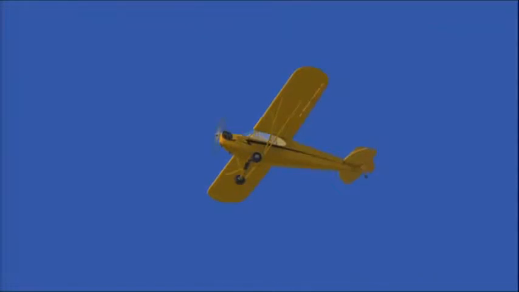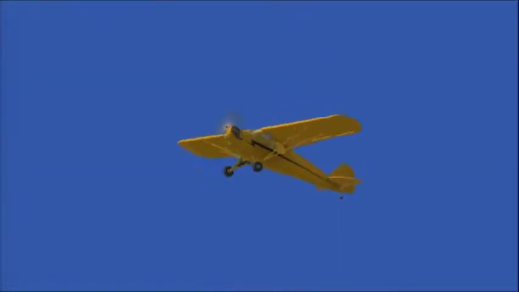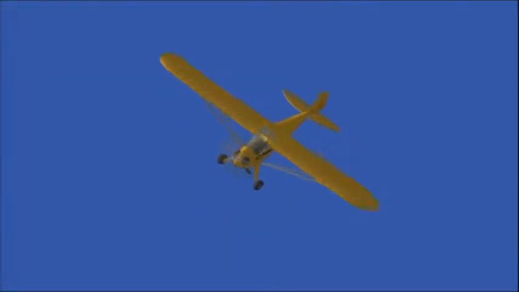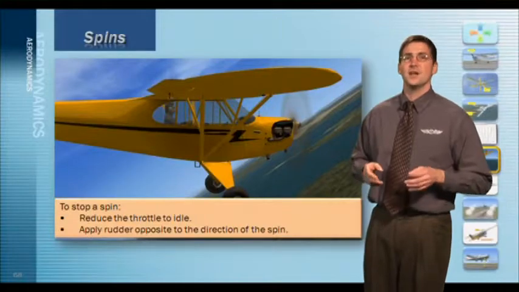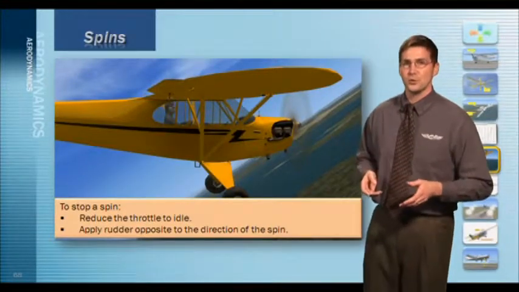Okay. As the spin becomes fully developed, its path resembles a spiral turn as the plane rapidly descends. Now you can stop a spin by reducing the angle of attack. This in turn allows the wings to start producing lift again.